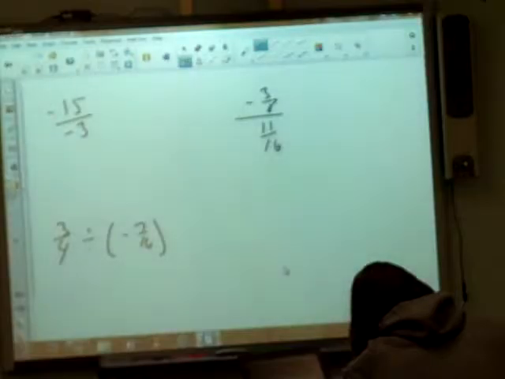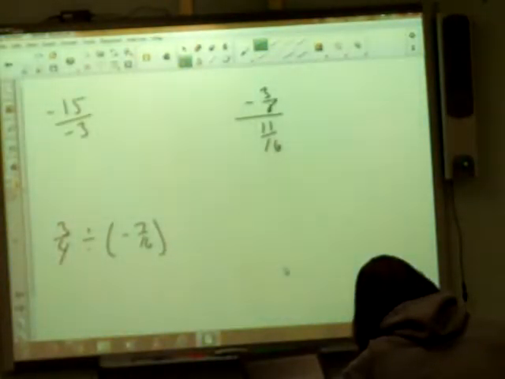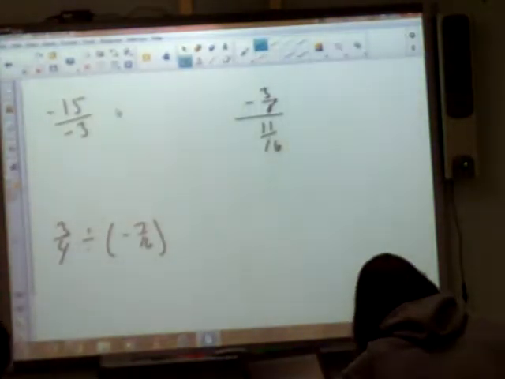Okay, division, the sign rules are the same. So on number one, negative 15 divided by negative 3. Will my answer be positive or negative? Be positive because they're same signs. Negative by negative is positive. So that's an easy one after that. What's 15 divided by 3? 5. Everybody good on that?